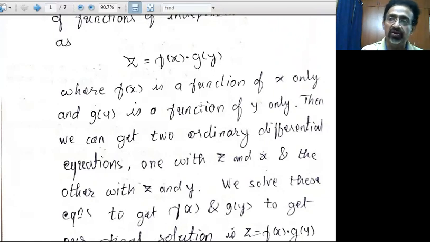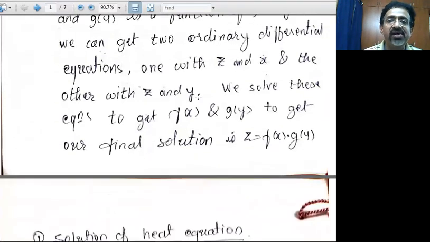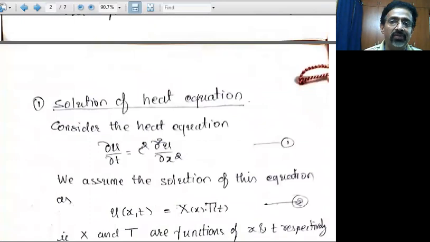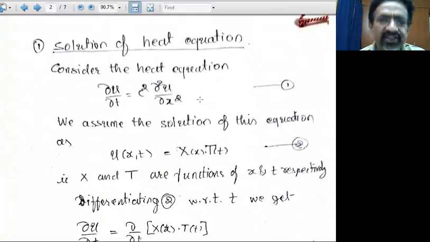So I can find f of x from the first differential equation. I can find g of y from the second differential equation. Then f of x times g of y gives me the required solution. So this is the idea behind the variable separable method. Now with this, I go to the solution of the heat equation.